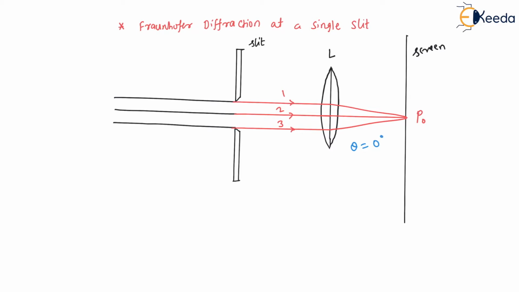And as we all know that whenever there is no phase difference or path difference between the light rays, we will have a bright point at this particular P naught. So this P naught will, no doubt, be a bright point. It will be a bright point, or we call it a central maxima.